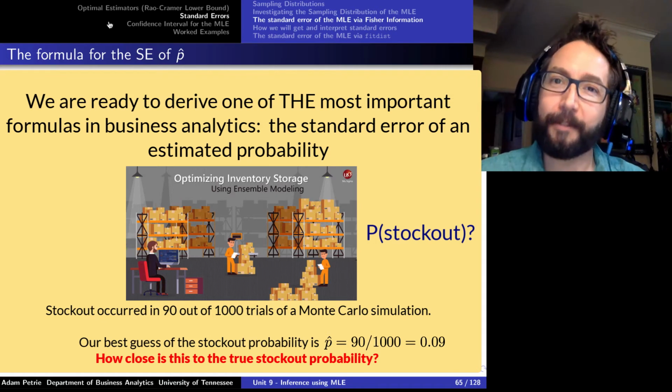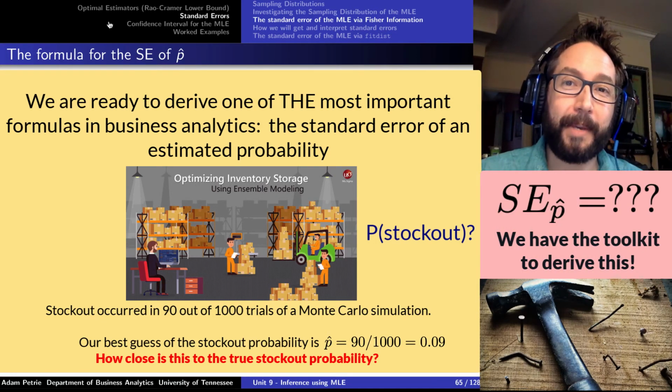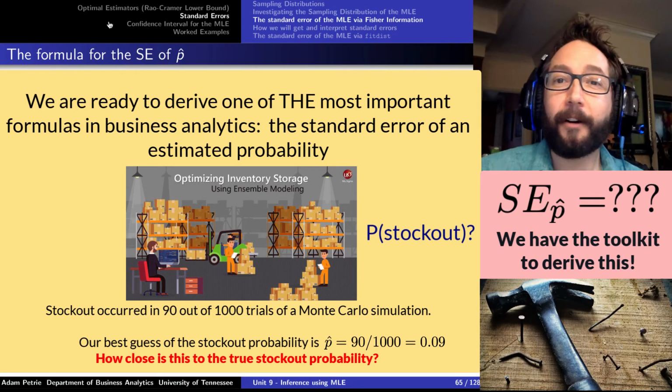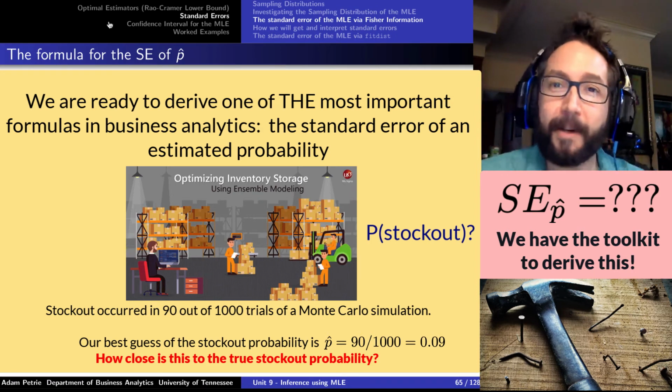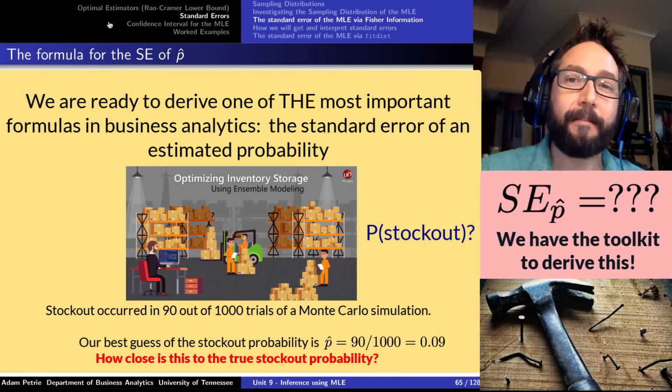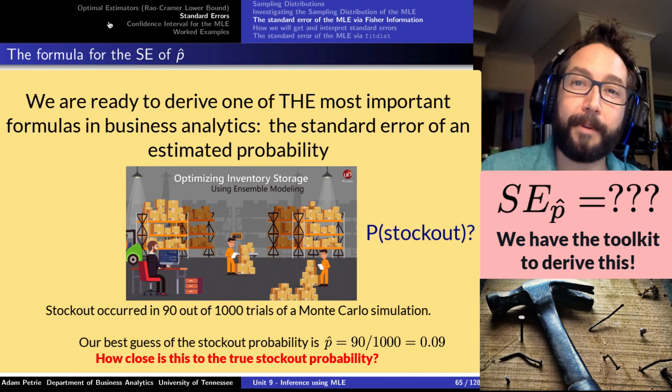So let's develop the formula for the standard error of p-hat. What's our best guess for how far off our p-hat that we've measured, say from our Monte Carlo simulation, might be from the true value of p, the true probability of our event occurring?